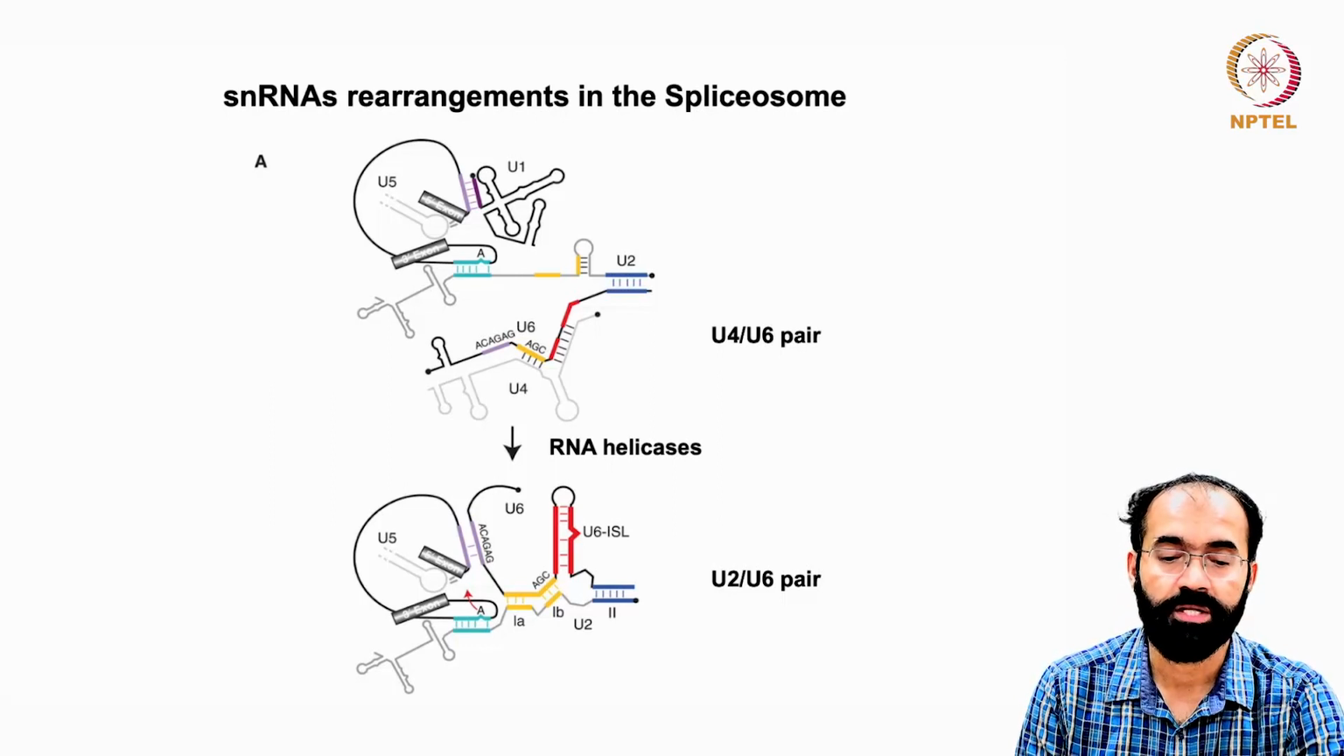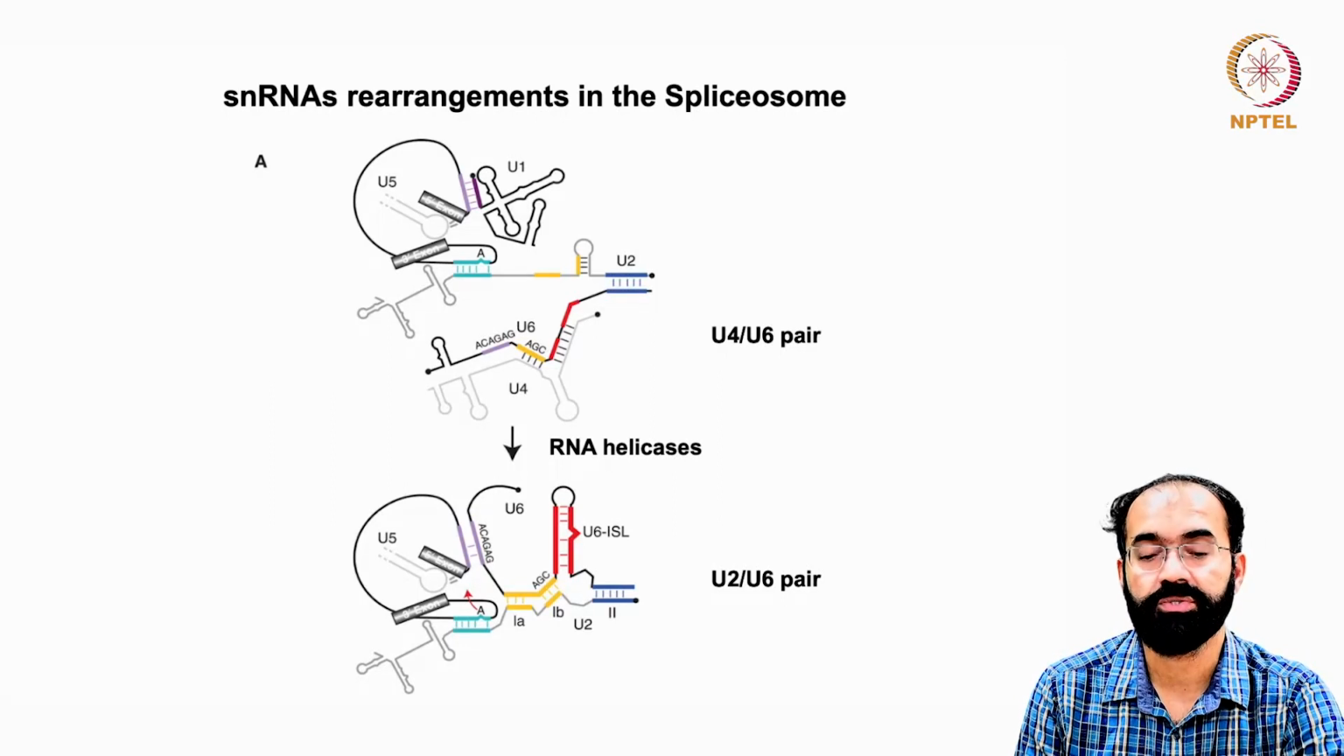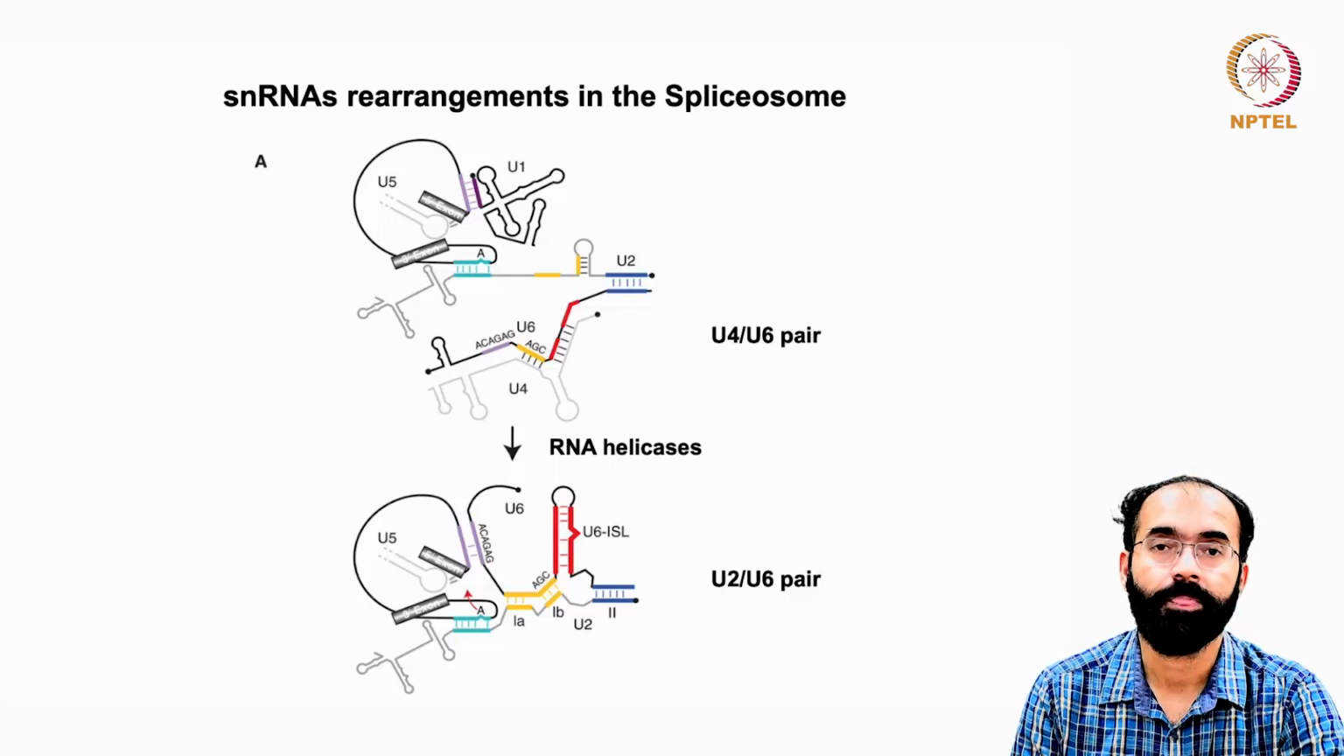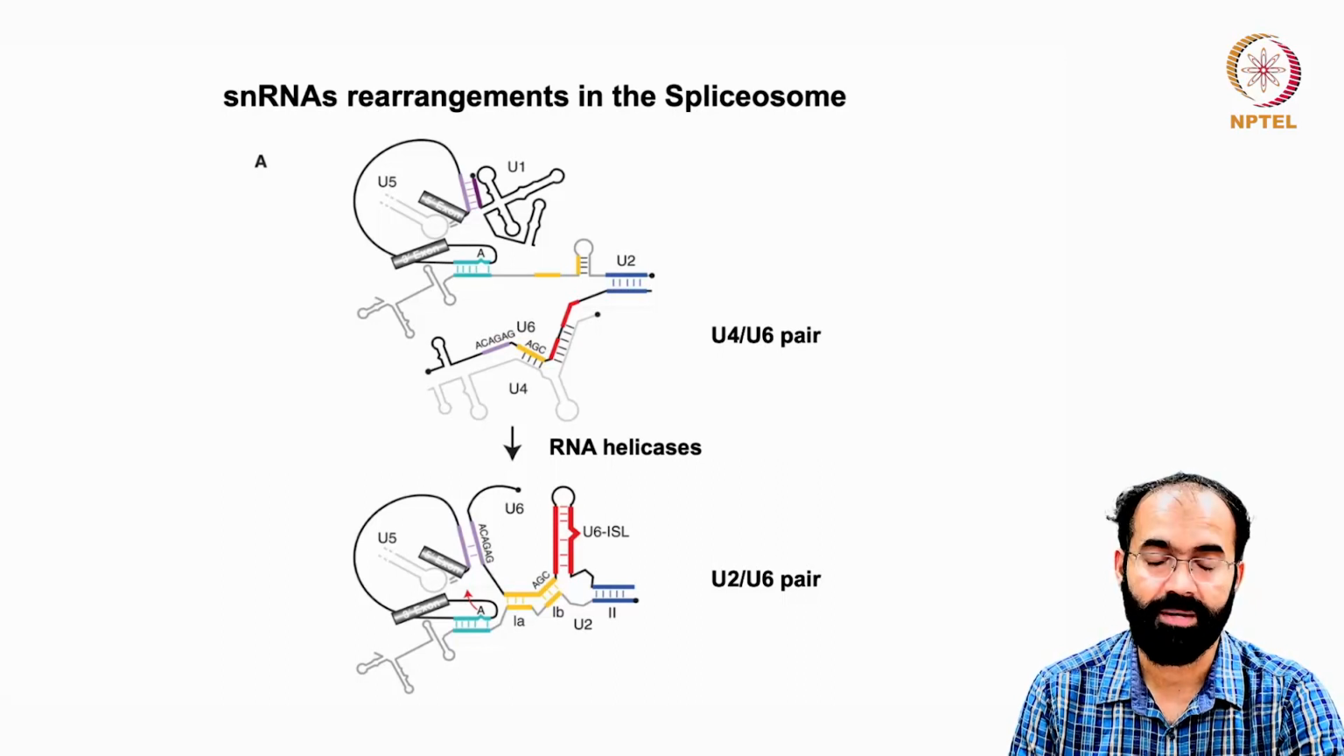So now you have U2 U6 pairing, because initially it started with the U4 U6. Now you have U2 U6 pairing, and now U1 is displaced and U2 came closer to the 5' splice site, so that the branch point can access the 5' splice site in the exon intron boundary.